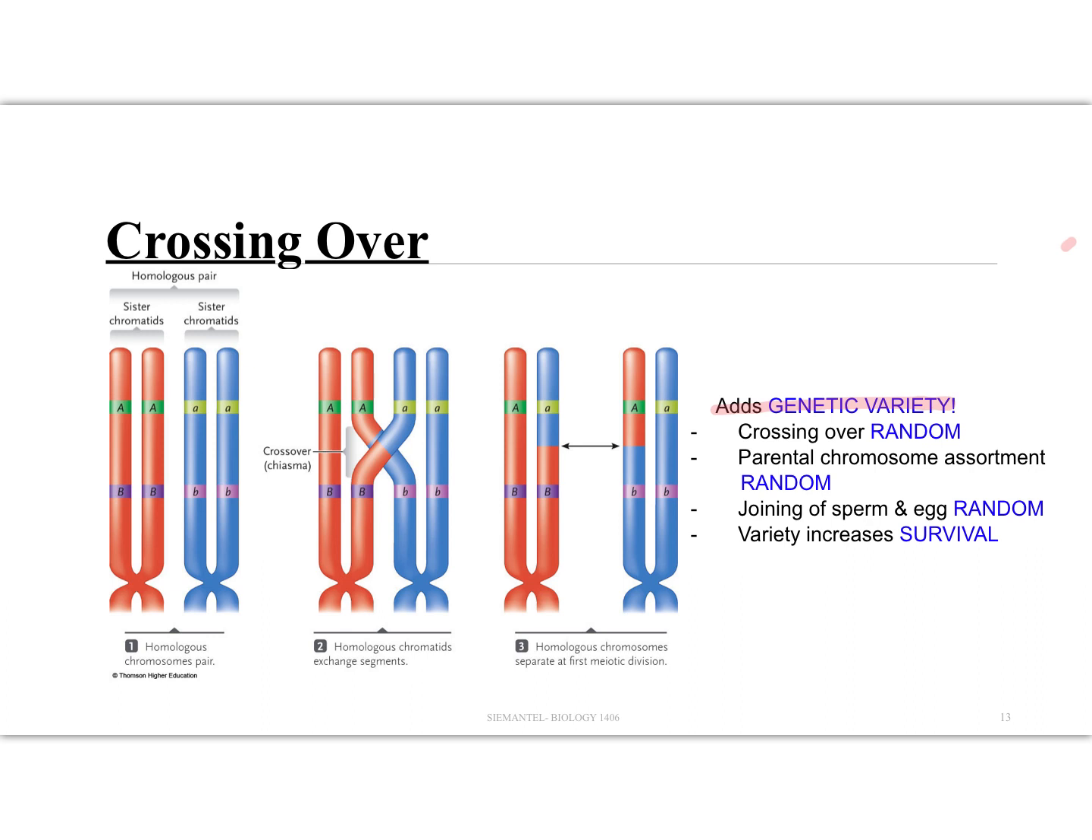Okay? This event is random. Crossing over is a random thing. You cannot control it. And how the parent chromosomes assort themselves is also random. The joining of the sperm and egg, which sperm is going to fertilize which egg, is also random. So all of these things help to increase genetic diversity or variety. And variety increases our ability to survive.